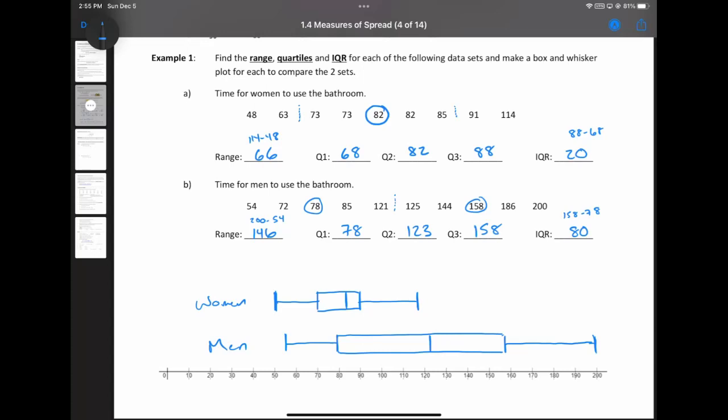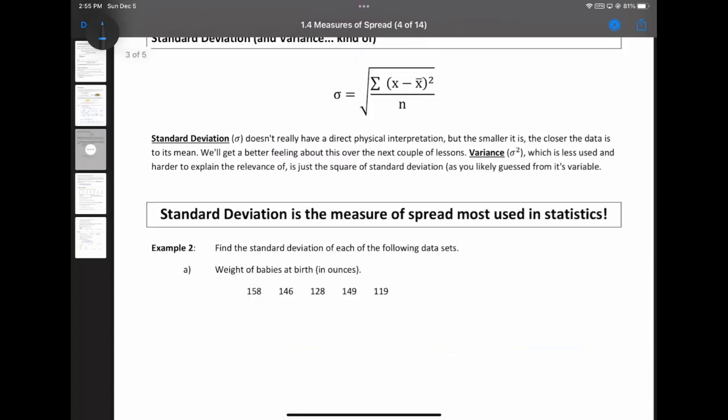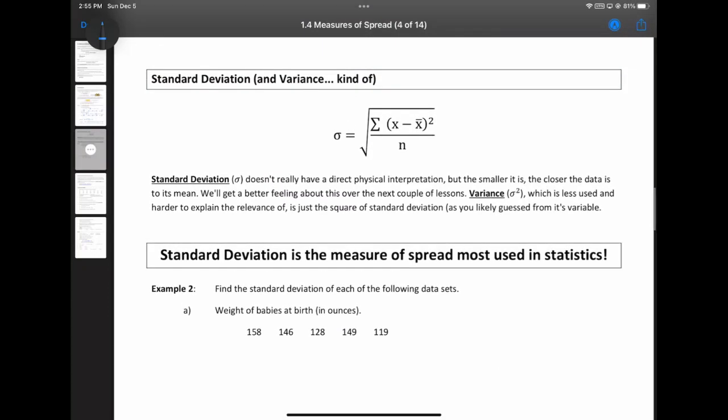Okay, let's talk about our last method of measuring spread, technically the last two. I'm just going to touch on variance because it is so related to standard deviation, it's almost not worth mentioning. The only reason I'm mentioning it is because it comes up in one little application that we have to cover a little bit later. And I'll remind you of it when we get there.